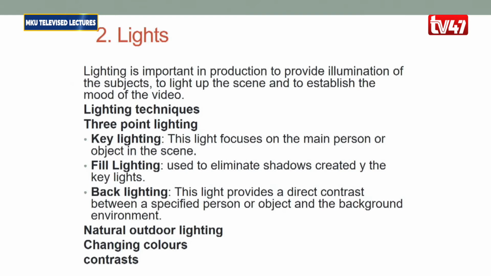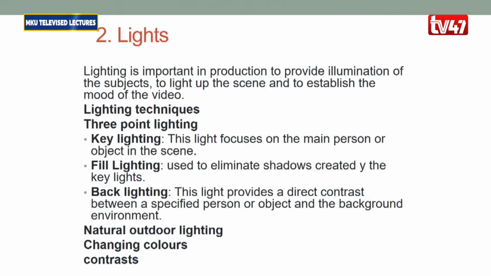So we're saying light is very important in production to provide illumination of the subjects, to light up the scenes, and to also establish the mood. Depending on the light that you're going to use in your production, it is going to establish the mood of the project or the concept that you're going to shoot. So the different lighting techniques, we can look at one of them, which is the 3-point lighting.